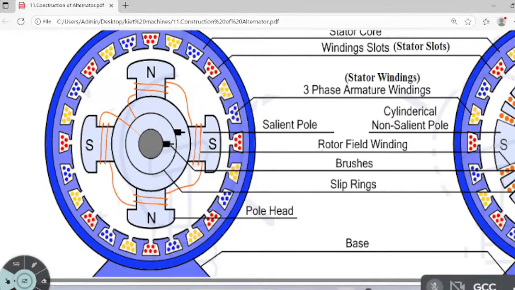Slip rings are for getting the DC supply. Two brushes are needed, plus and minus. Which will give the DC supply to the rotor poles. That is the meaning. So that is why we are having two. One is the positive brush, the other one is the negative brush, which will give DC supply to the poles of the rotor, not the stator, the rotor.